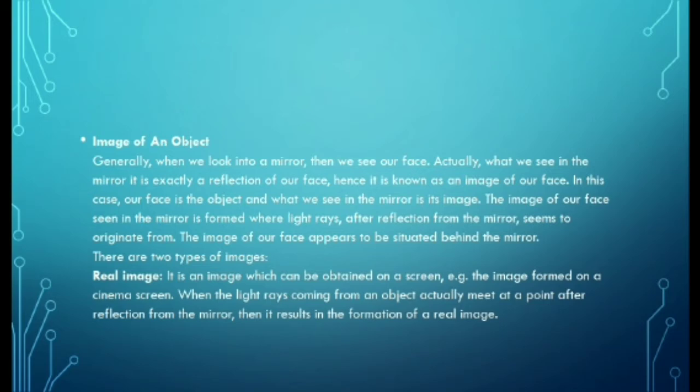There are two types of images. Real image: it is an image which can be obtained on a screen. Example, the image formed on a cinema screen. When the light rays coming from an object actually meet at a point after reflection from the mirror, it results in the formation of a real image.